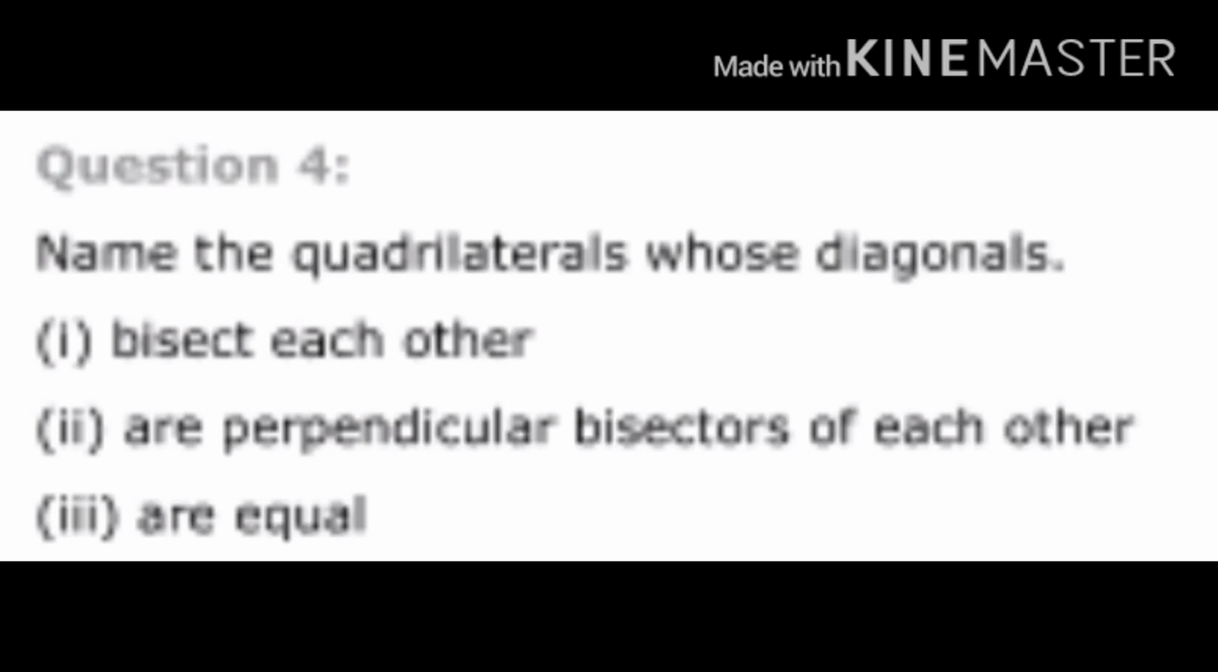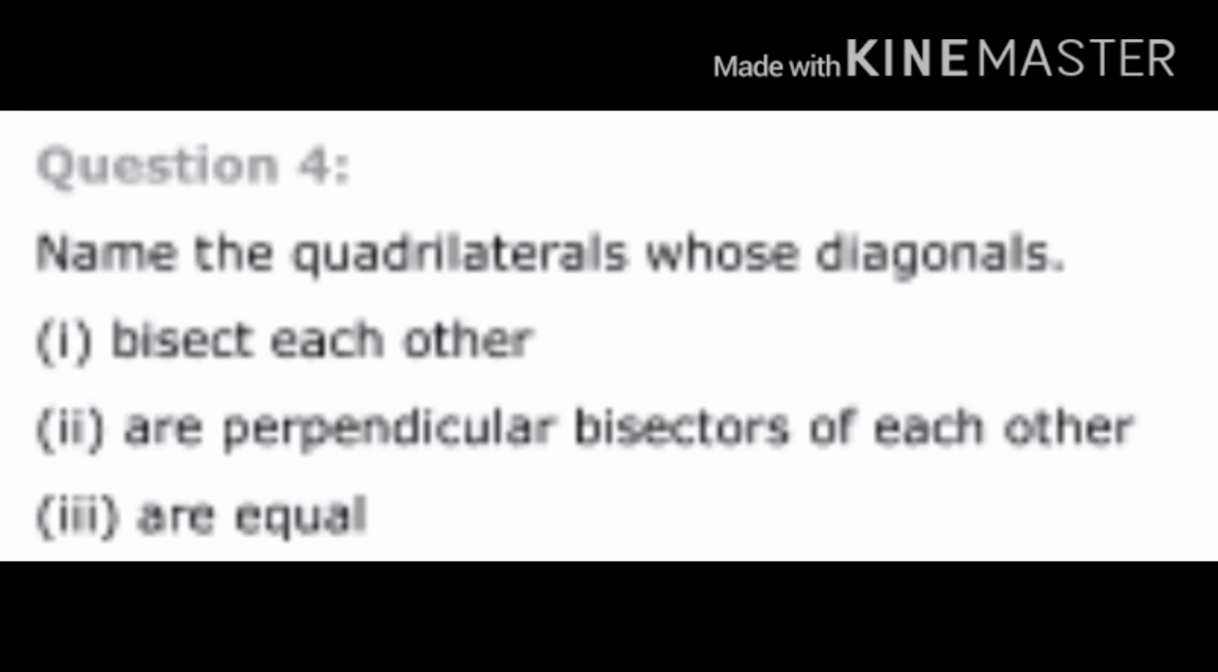Question number B is name the quadrilaterals whose diagonals are perpendicular bisector of each other. Perpendicular bisector means they cut each other at 90 degree. Number A was bisect and number B is perpendicular bisector, means it is cutting, but it is cutting at 90 degree. Now the answer is rhombus and square. So answer is only rhombus and square. Here we will not write parallelogram, we will not write rectangle. Only the answer is rhombus and square.